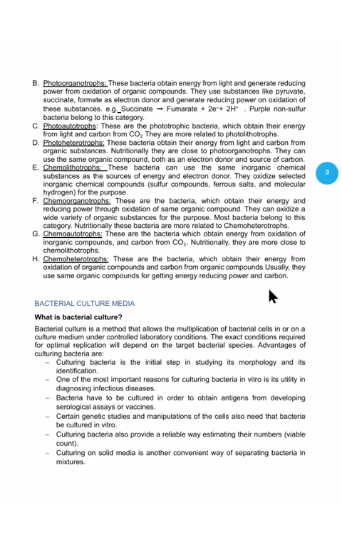Chemoheterotrophs, these are the bacteria which obtain their energy from oxidation of organic compounds and carbon from organic compounds. So they use organic compounds as a source of electrons, a source of energy, and a source of carbon. That's why we call them chemoheterotrophs.